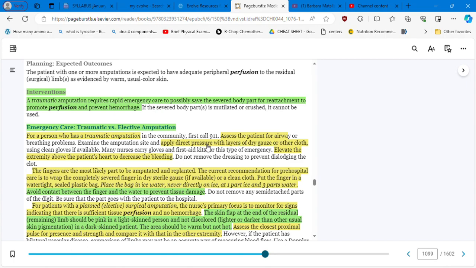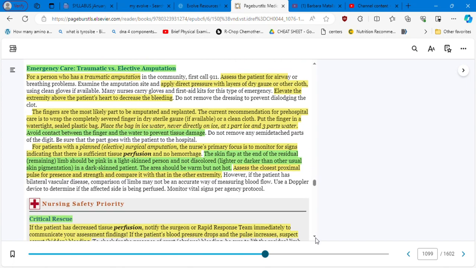Apply direct pressure with layers of dry gauze or other cloth on the side of the problem. Elevate the extremity above the patient's heart to decrease the bleeding. So those are the steps, right?